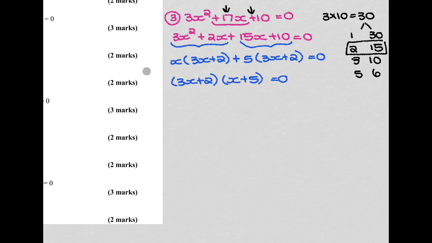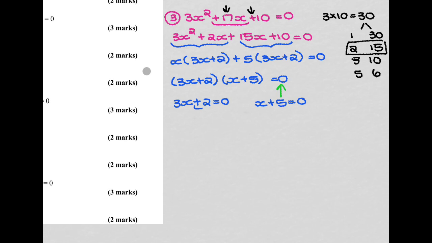Now I did say that this was going one step further, and it goes one step further because it is equal to 0. Whenever it is equal to 0, it means you are literally solving for x. So you take each bracket and make it equal to 0 itself. You are then going to get x on its own.